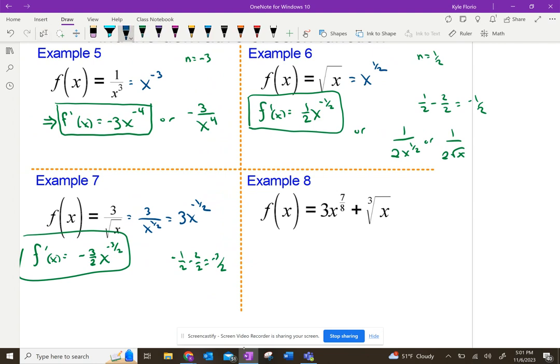This last one here, this first part is already in x to the n form, but this cube root of x is not. So I'm going to rewrite this. This is the function 3x to 7/8 plus the cube root of x is just x to the 1/3.